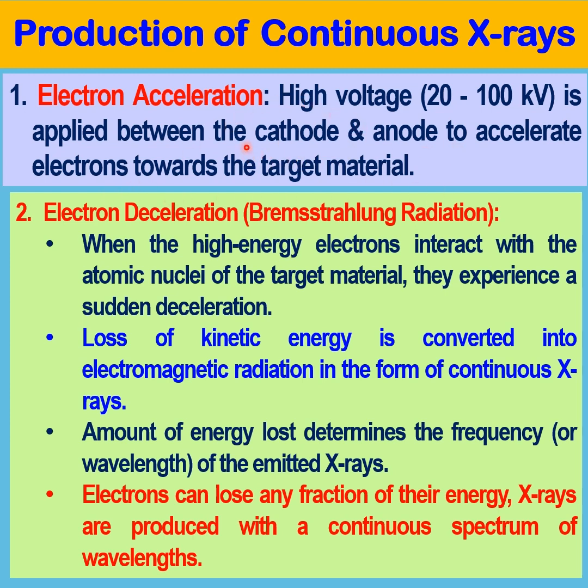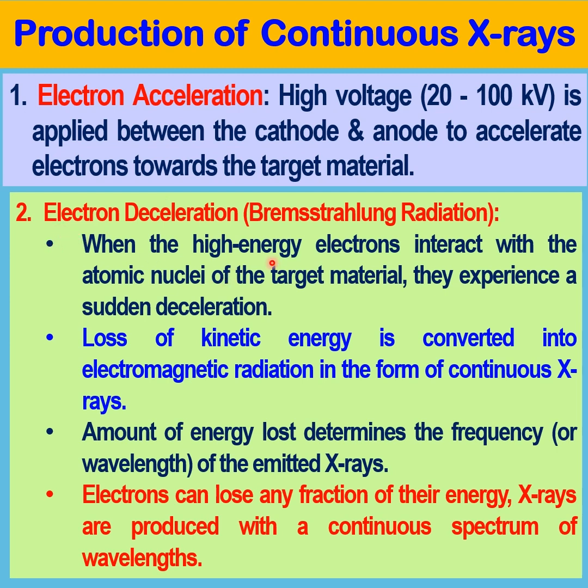That means the cathode is the material where the electrons are produced, and those electrons are accelerated using high voltage. High voltage typically ranges from 20 kilovolts to 100 kilovolts. By doing so, electrons are accelerated from the cathode towards the anode, where the anode is the material with which the electrons interact and produce both continuous and characteristic X-rays. So in the second step, what happens?